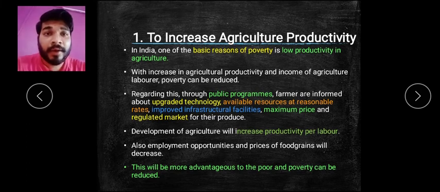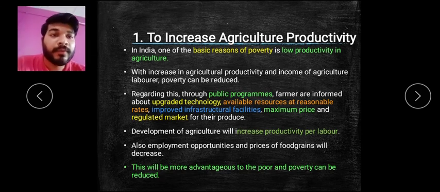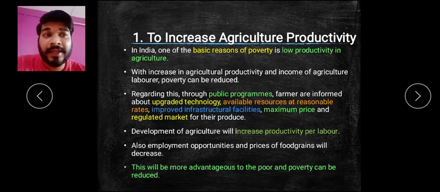You find that a regulated market is there so that they can come directly in contact with the customers. So all these things will give advantages to the poor, to sell more at a good price, and they will not come under the poverty line. So this is how poverty will get reduced and the poor farmer will get more and more income. So this is all about increasing agriculture productivity.